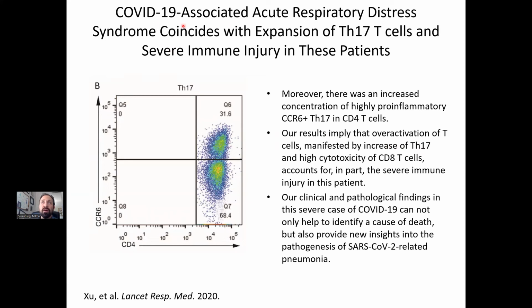So Th17 cells are also very important. Here in this patient that was undergoing acute respiratory distress syndrome, so that's cytokine storm mediated by his COVID-19 disease. So this is the same patient we saw earlier. This patient had lots of pro-inflammatory CD8 cells, but also lots of Th17 cells. So normally Th17 cells are so inflammatory, you want less of them in the system.